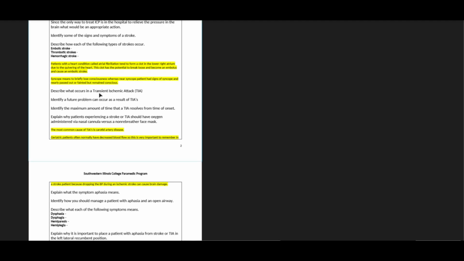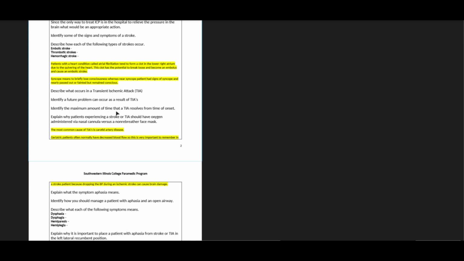Describe what occurs in a transient ischemic attack. So a TIA, the word transient kind of means it resolves over time. This is a stroke that resolves on its own without treatment. Partial blockage of an artery can result in this. This ties into the next question: identify a future problem that can occur as a result of TIAs. These TIAs are normally precursors to strokes.